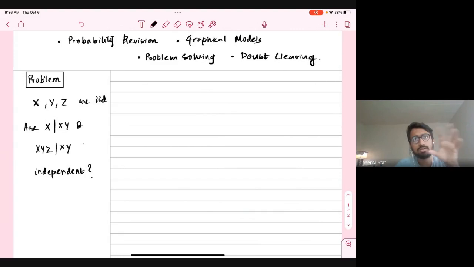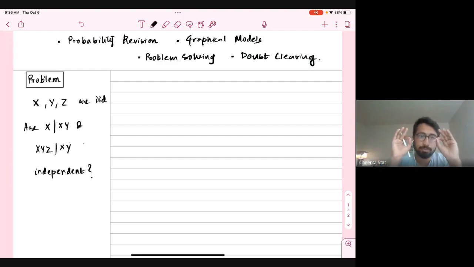Today I will be doing some revision, and I will start with the graphical problems, and then more revision, problem solving and doubt clearing a bit. It is mostly graphical models and doubt clearing. The revision and those things will be if there is time, because I believe graphical models will excite you more than revision, since revision is again the same thing.